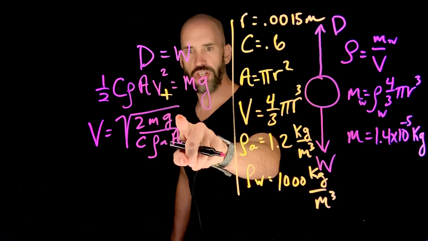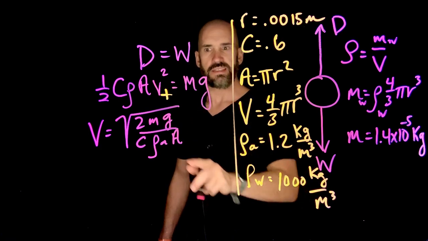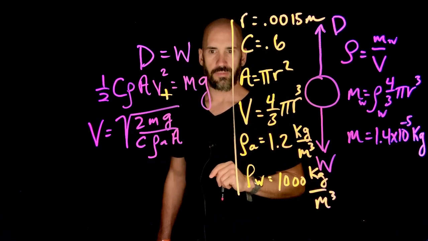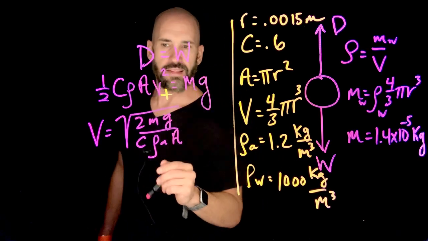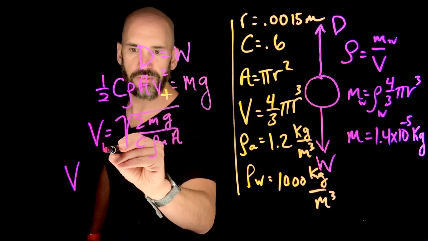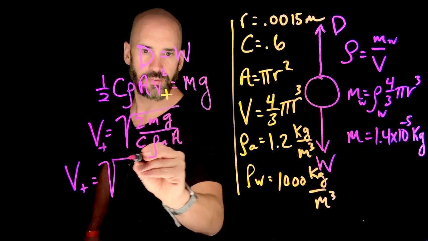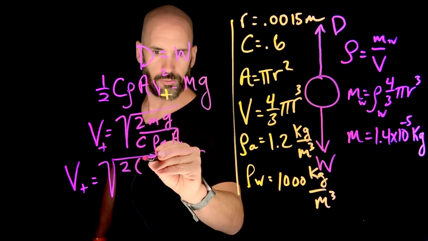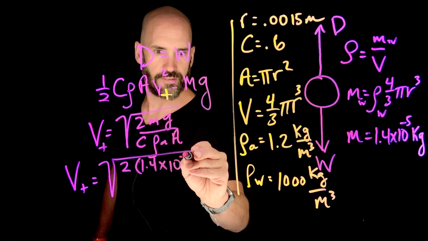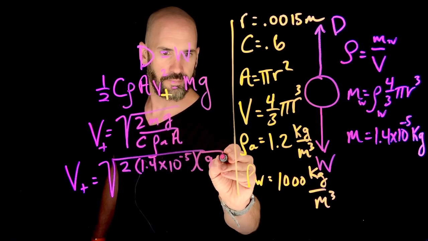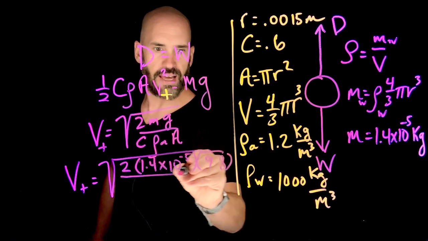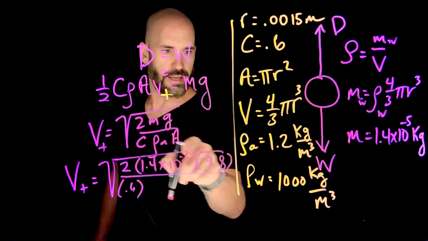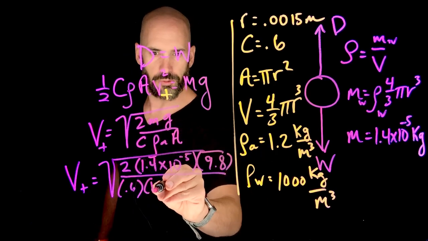Okay. g, as you guys know, is 9.8. C is 0.6. Rho of air is 1.2. Okay. And so now I'm getting somewhere, right? So my terminal velocity is just going to be the square root of 2 times my mass over here, which is 1.4 times 10 to the minus 5, times 9.8 meters per second squared, that's g, divided by my coefficient of drag, 0.6, times the density of air, which is 1.2.